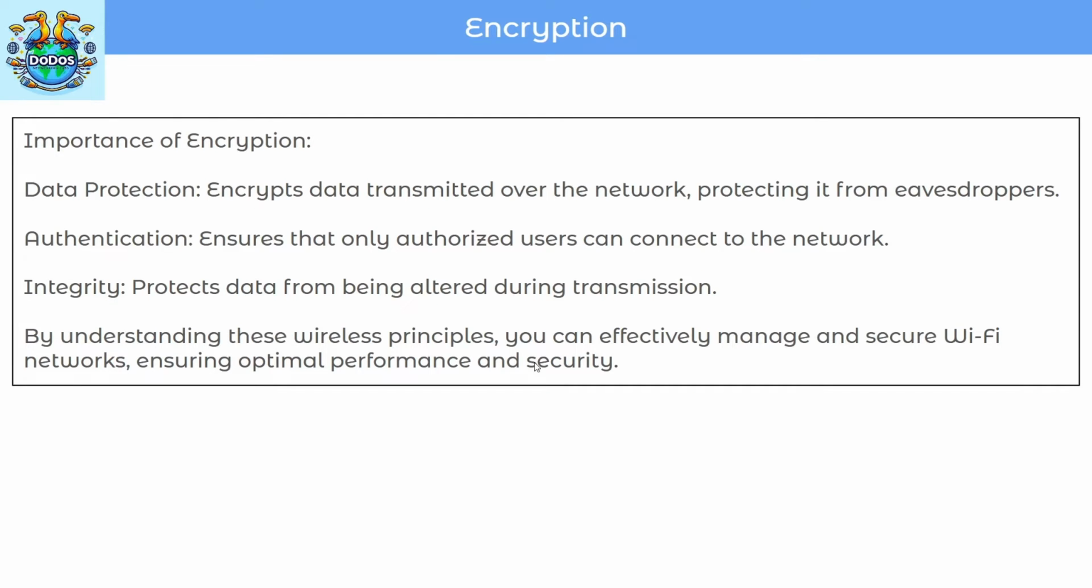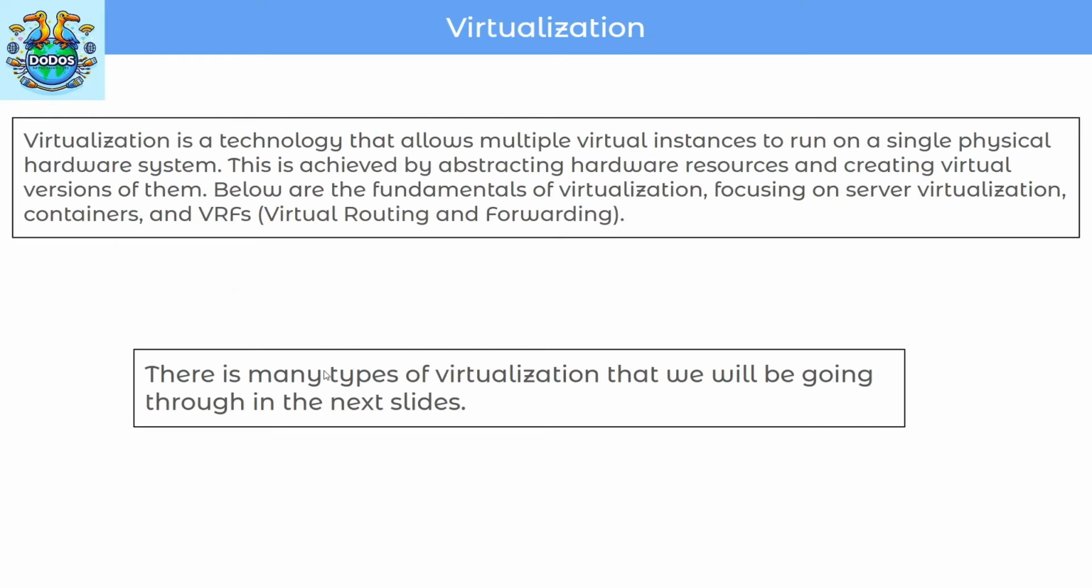Importance of encryption. Data protection: encryption protects your data by encrypting the data transmitted over the network, protecting it from eavesdroppers. It has authentication, which ensures that only authorized users can connect to the network. It has integrity, which protects the data from being altered during transmission. And by understanding these wireless principles, you can effectively manage and secure Wi-Fi networks, ensuring optimal performance and security.